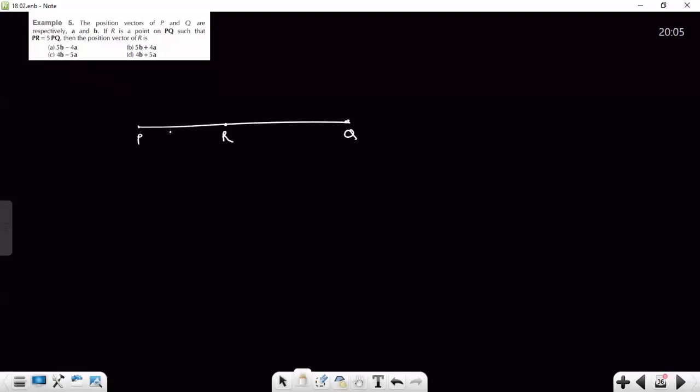Actually, there's a mistake in the question, but if we do not think practically about how PR can be 5 times PQ and R can still exist on PQ, then we can find its solution. Even if we consider R not on this straight line but somewhere else, P's position vector is A, Q's position vector is B, and R's position vector, which we need to find, let us assume as C vector.